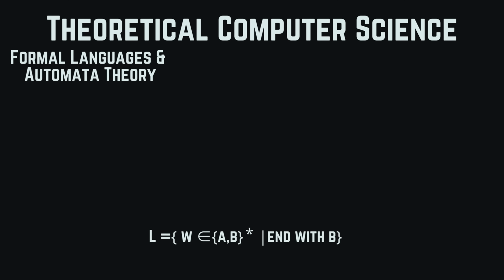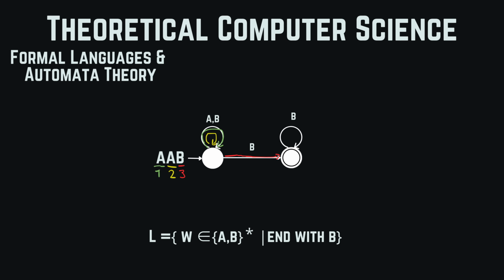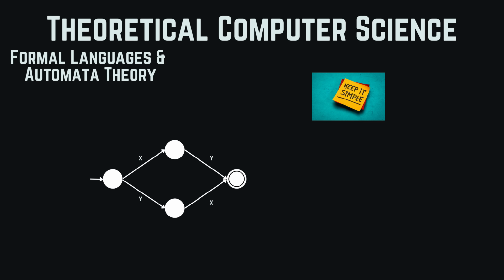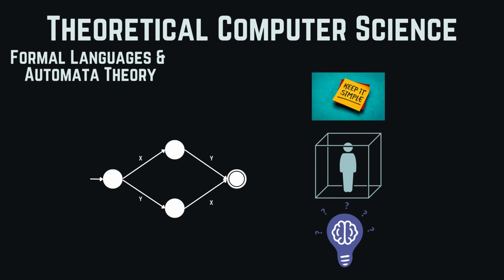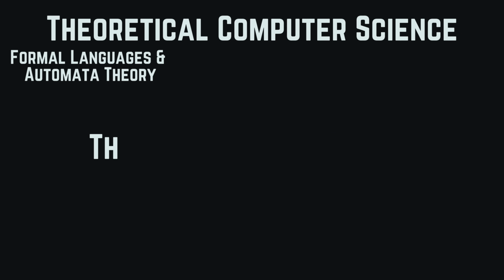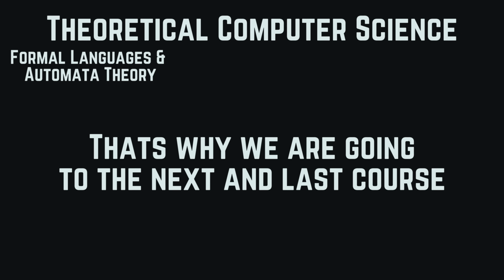Let's take our language from before and draw the automaton for it. Now let's take the word AAB and see if our automaton accepts it. Surprise, surprise, it does. Okay, it's a very simple computation model and very limited. We couldn't compute anything with it because we are lacking memory with this model. That's why we're going to the next and last course.